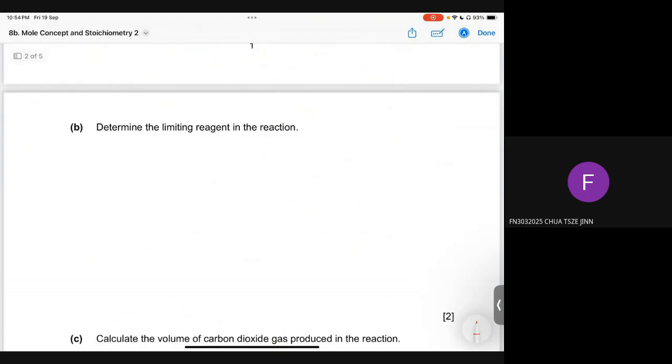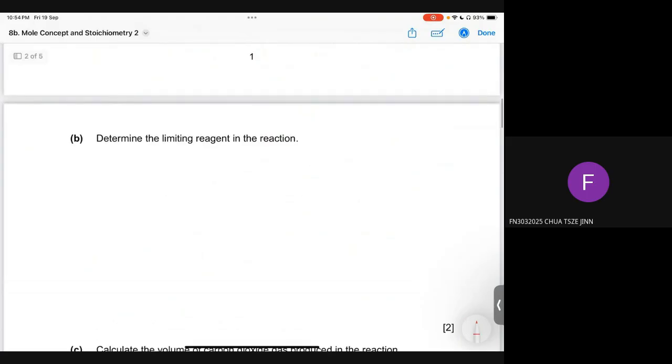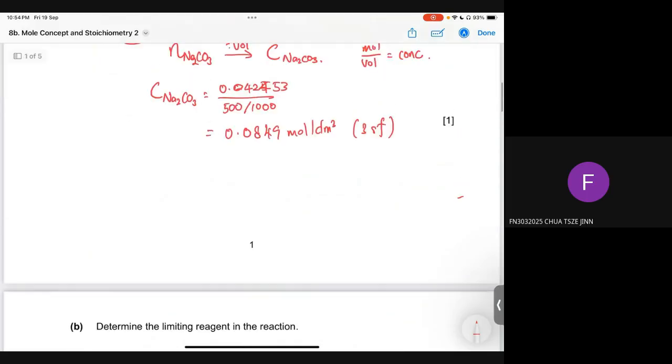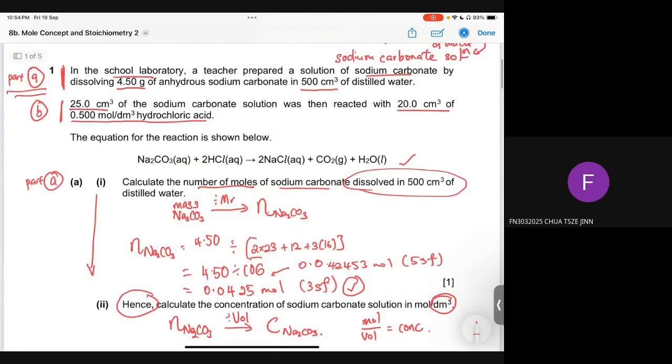They say determine the limiting reagent. Okay, this question is nice because they tell you to determine the limiting reagent. Normally the question wouldn't tell you. Then how do I know which one is the limiting reagent? How do I know I need to start calculating limiting reagent?